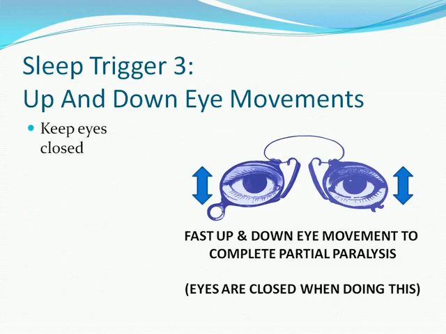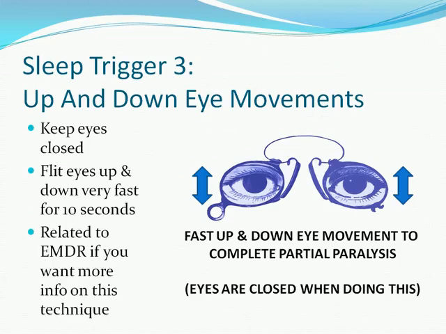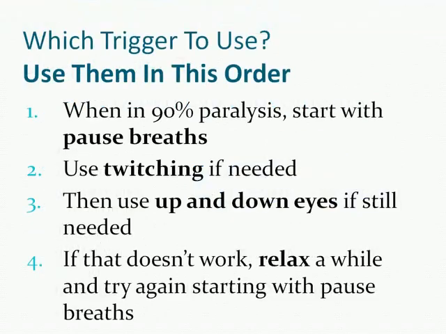The third sleep trigger is up and down eye movements. With your eyes closed, you simply move your eyes up and down as fast as you can for about 10 seconds. I've never been able to get this to work using left and right movements. However, there actually is a type of hypnotic psychotherapy called eye movement desensitization and reprocessing, or EMDR, which uses side-to-side eye movements. You may try experimenting with side-to-side movement to complete partial paralysis, but I find that up and down is a safer bet.